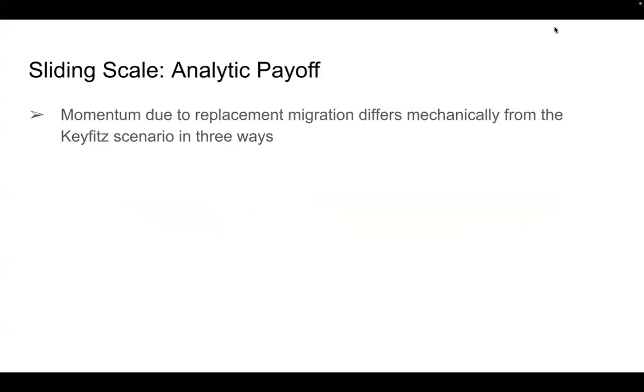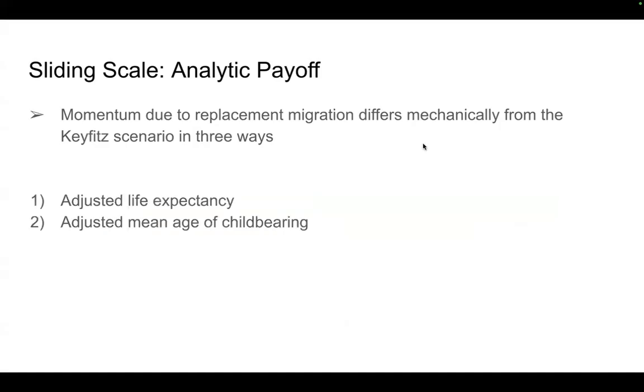Okay, I know that was a lot, and I'm skipping over details here, but what I want to argue is that momentum due to replacement migration, we can think of it as differing mechanically from the Keyfitz scenario in three ways. We have this adjusted life expectancy difference, we have this adjusted mean age of childbearing, and then we have this remaining years of the reproductive span of migrants effect.